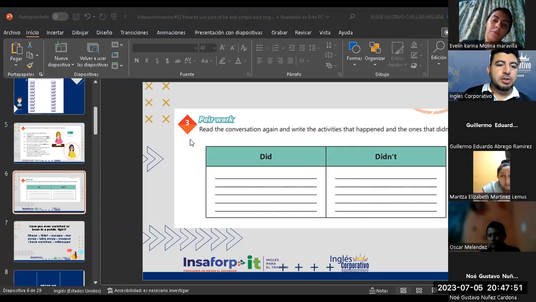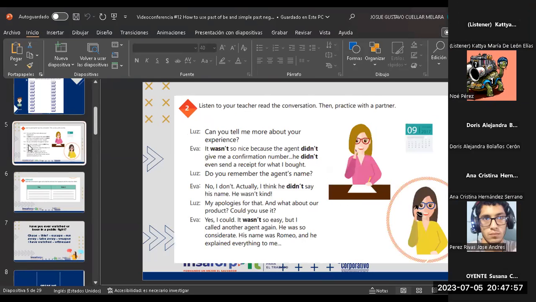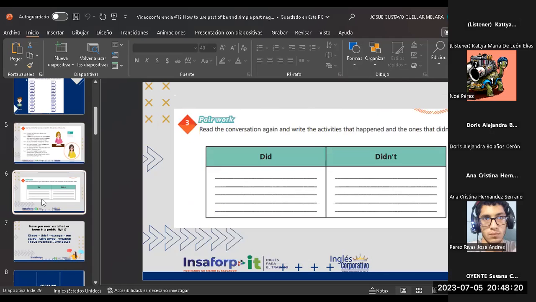Ok, so take a look at the conversations. Veamos la conversación. ¿Cuáles consideran que pueden ser las cosas que sí pasaron y cosas que no pasaron? Si se pudo usar el producto. Si, pues, hay otros detalles. Si le dieron un número de confirmación. Ok.